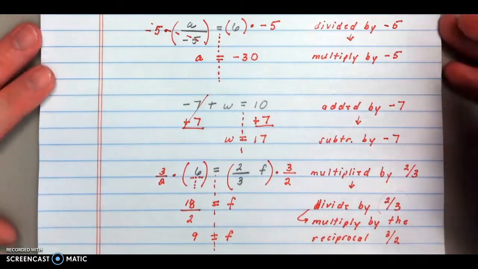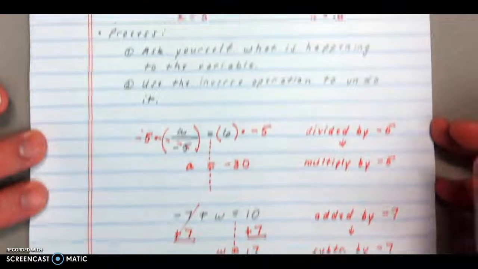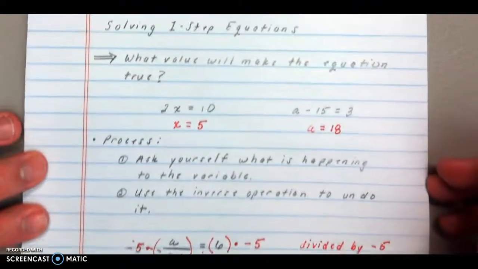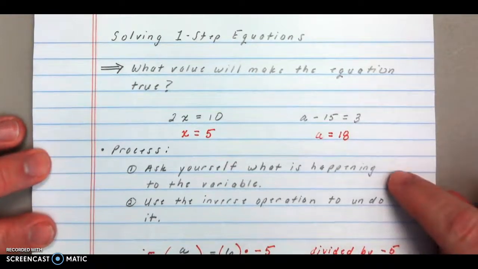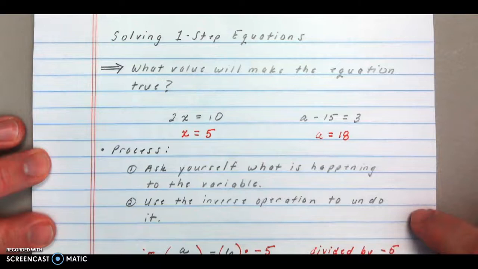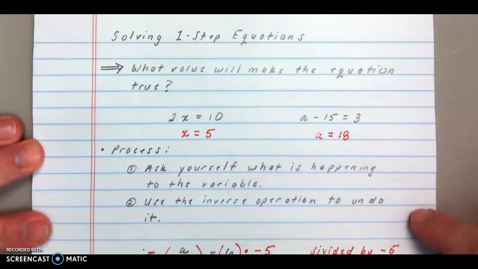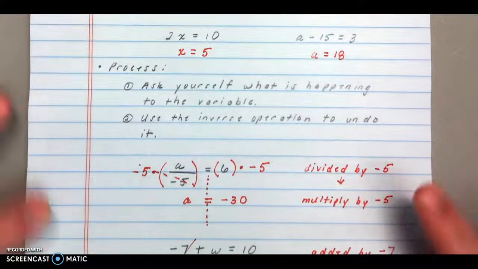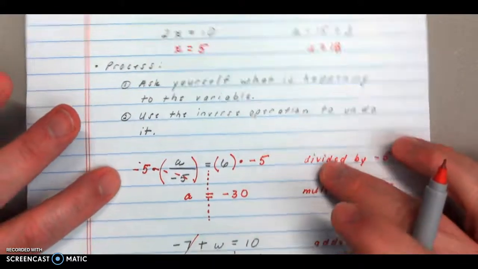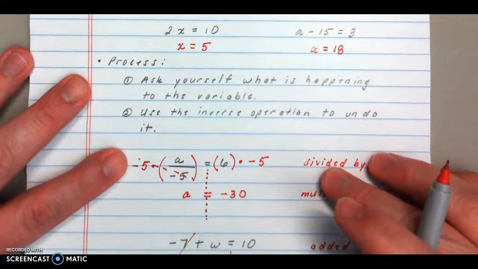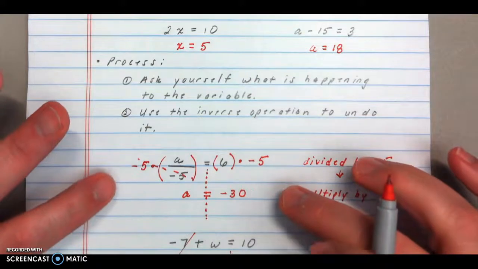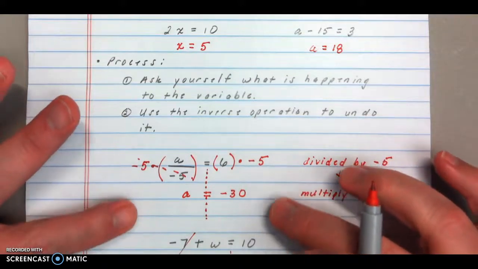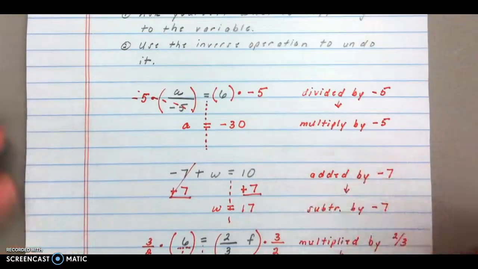So just some recap of the process here. In order to figure out one-step equations, you ask yourself what is happening to the variable, and then you use the inverse operation to undo it. Make sure you take your time, make sure that you show your work so that you can demonstrate your thought process to your audience, which might be me, which might be somebody else. So I just don't want the answer, I want to see the work involved too. Right? Each one there was like a step that we had to write out.